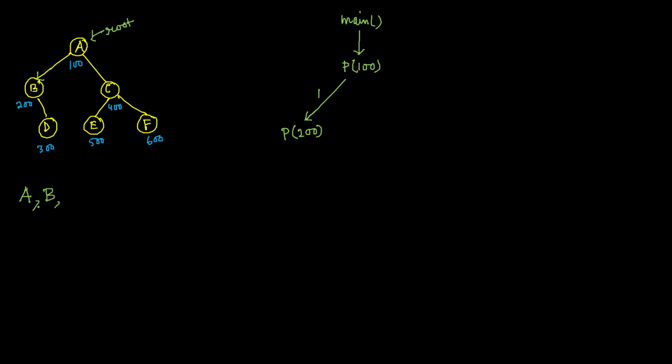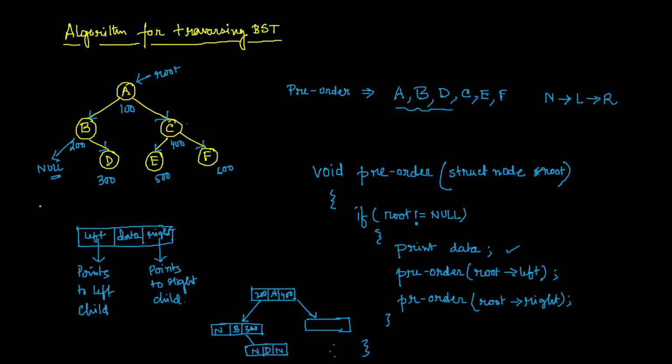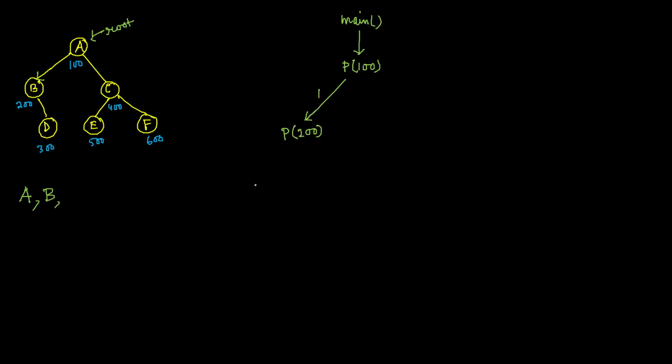Then, according to the algorithm, it will call another clone and pass the left of this node. Now the left of this one has nothing, basically. That means the left of B is null. So this third clone will get the address null.